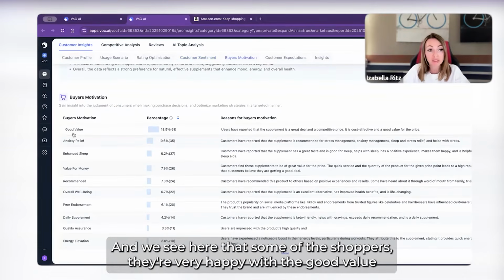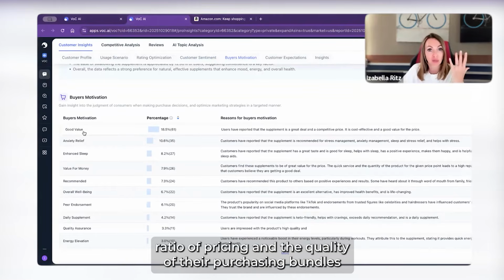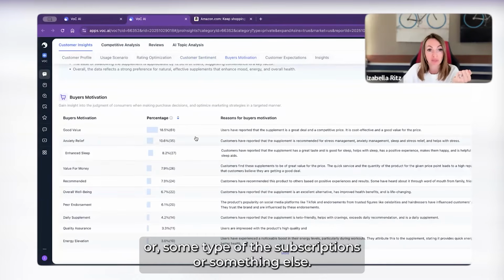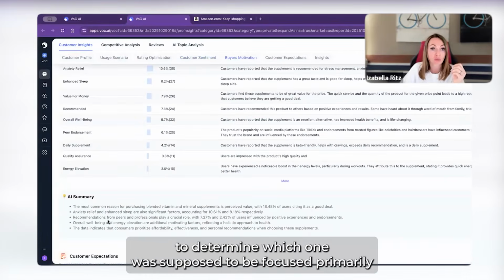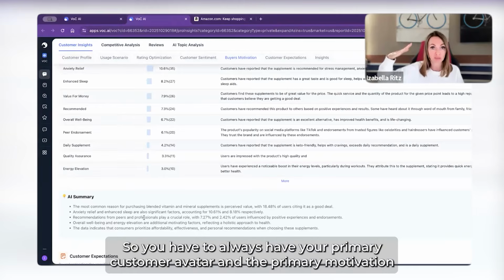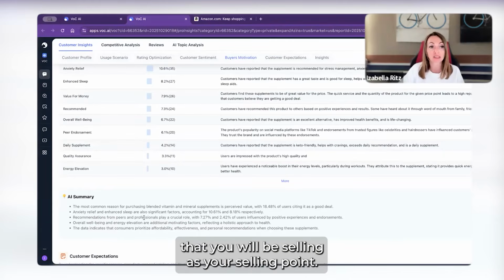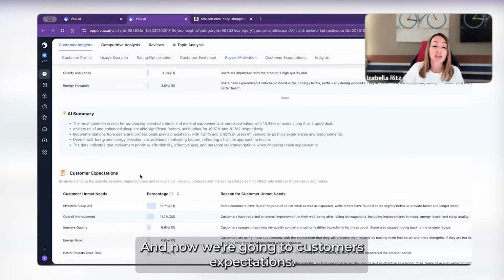And we see here that some of the shoppers are very happy with the good value, which is probably happening when it's a great ratio of pricing and quality, or they're purchasing bundles or some type of subscriptions or something else. So you can really read more about it. Then anxiety relief, enhanced sleep, value for money, etc. So we can go through the buyers' motivation to determine which one we're supposed to focus on primarily, then secondary, and the third in their own order, etc. Right? So you have to always have your primary customer avatar and the primary motivation that you will be selling as your selling point. We also have an AI summary here, and now we're going to customers' expectations.